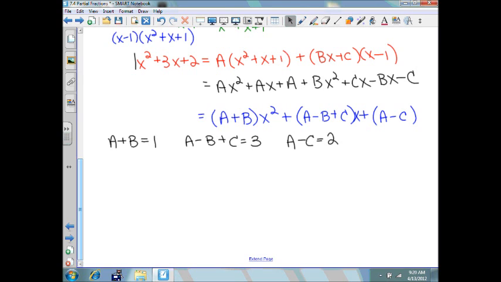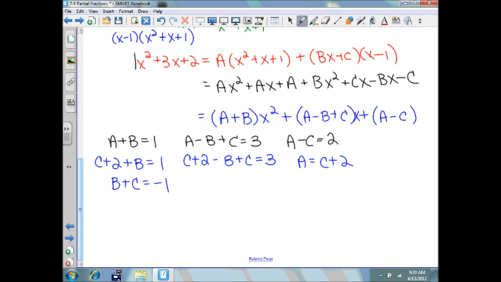So when we do this, we'll just put these in. We can solve here. A is equal to C plus 2. That means when you put it in here, C plus 2 plus B is equal to 1. That means B plus C is equal to negative 1. And then we're going to put it in here, into the second equation, C plus 2 minus B plus C is equal to 3. Basically what you want to do, you want to get rid of one of your variables here. So we'll end up having a negative B plus 2C is equal to 1. So here's your two equations that we need to solve for. And if you notice, the B's will drop out quite nicely.